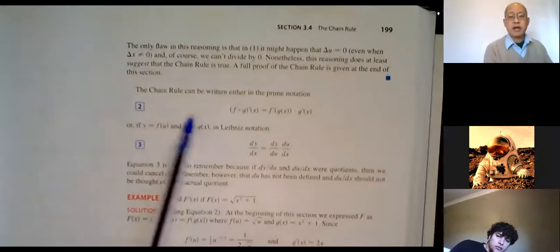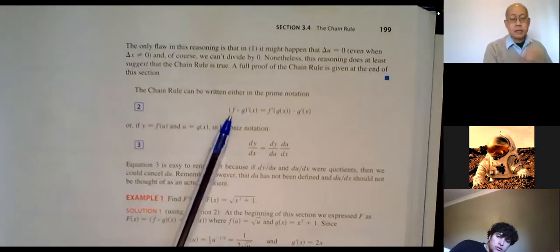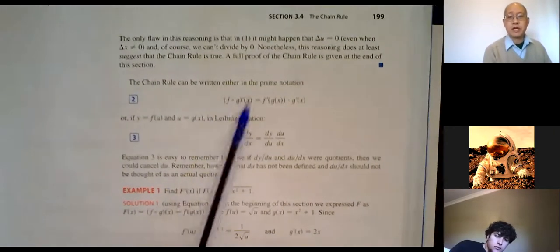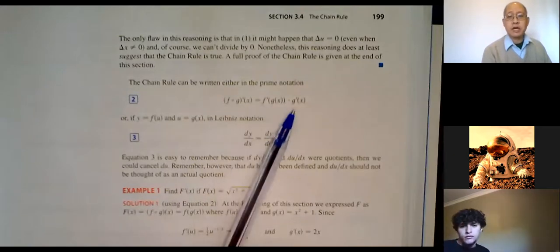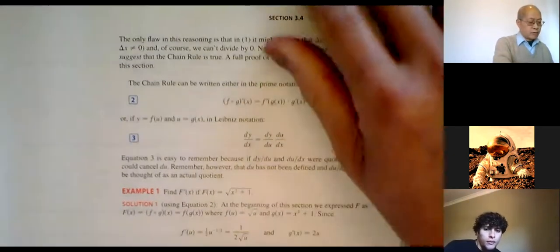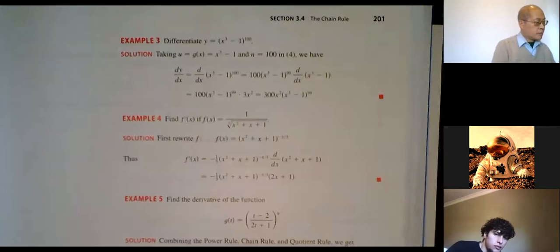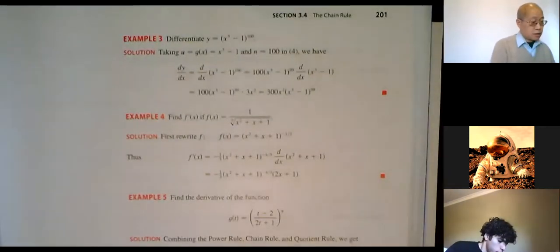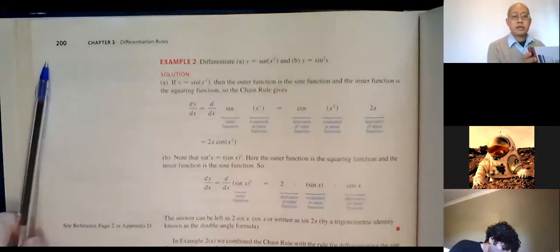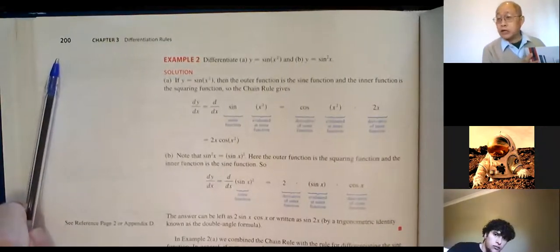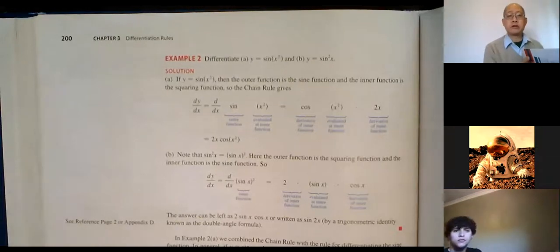And they've got it again here. f circle g, the composition of functions, f of g of x. Okay, so f prime of g of x times g prime of x. Now I showed you an example of this last time, but page 200. How do you like that? We've already got 200 pages of calculus under your belt.